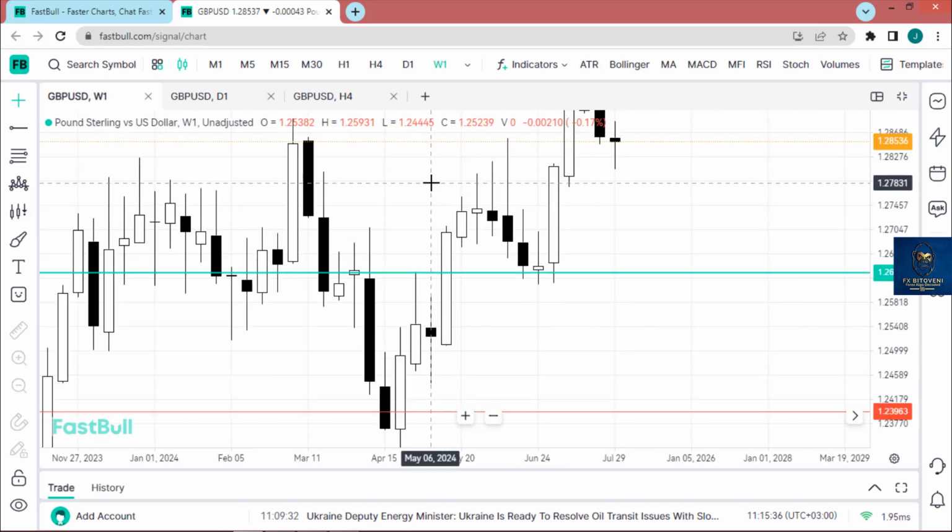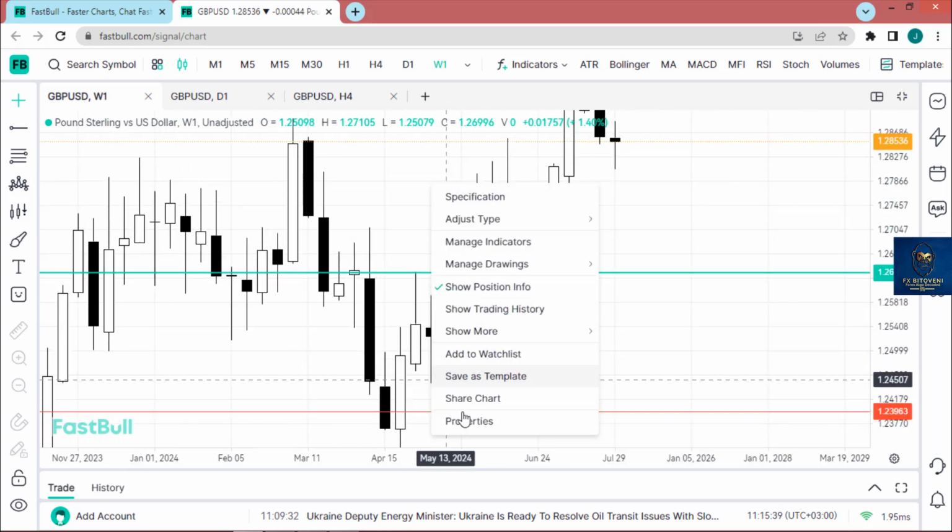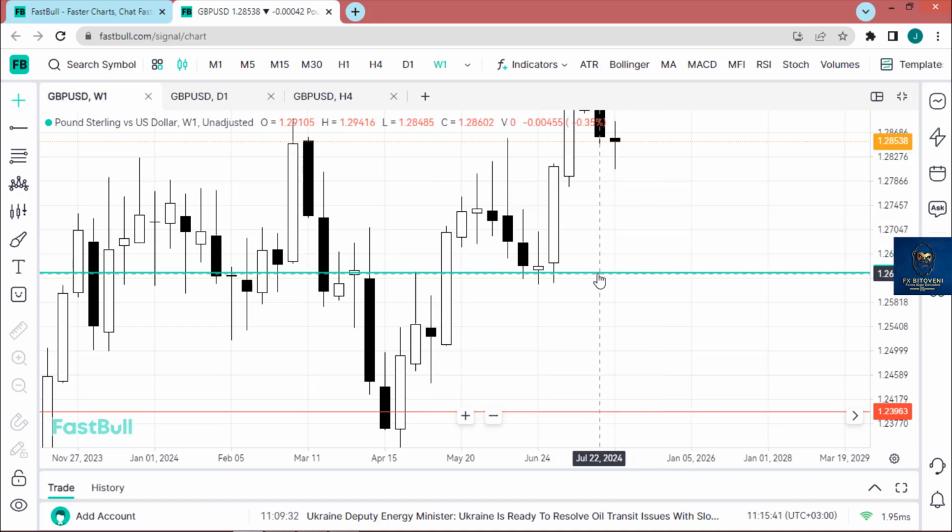How about sell buy resistance level? If you want to delete your drawings, you do what?